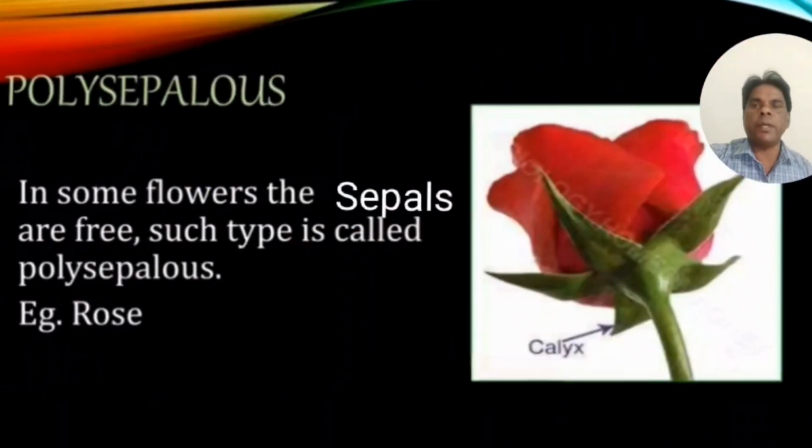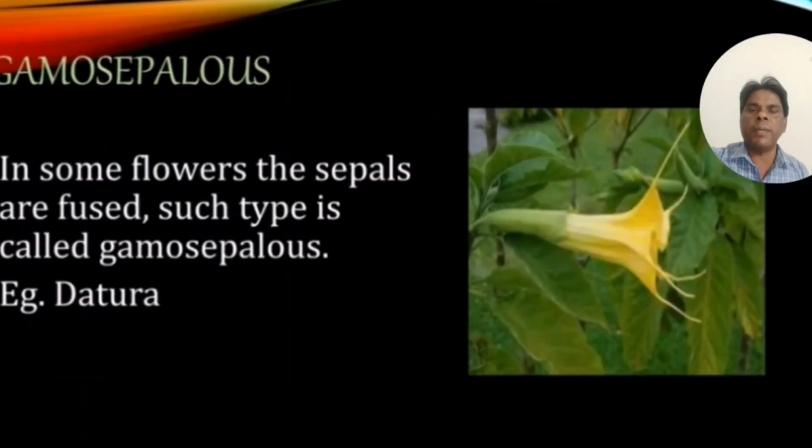Basically two types of calyx: polysepalous. In some flowers sepals are free, such type is called polysepalous, example rose, you can see. And second one is gamosepalous. In some flowers the sepals are fused, such type is called gamosepalous, example datura, you can see.